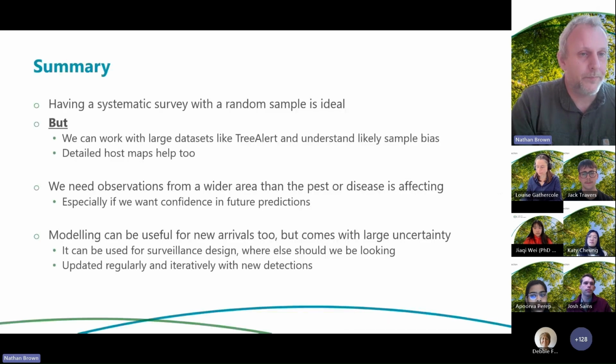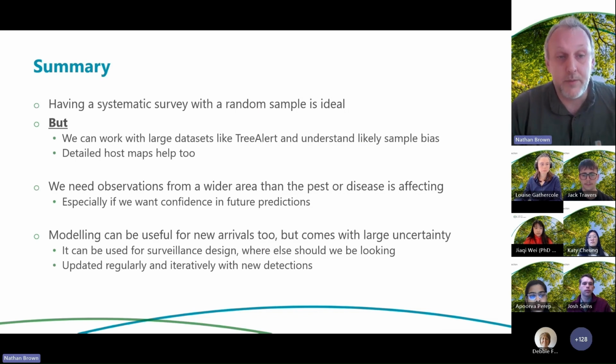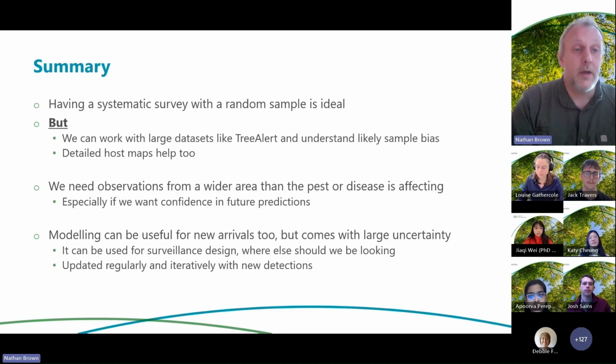So in summary, really the key finding from all of this is that the systematic survey really helps to have more confidence in these correlations. But there's lots of ways we can work with large data sets like TreeAlert to understand the bias, particularly if we have detailed host maps. And where there's lots of plant health surveillance, we can make assumptions, and potentially the models you'll make very quickly after something arrives are not going to be the most accurate, but they could be very useful for guiding further surveillance.